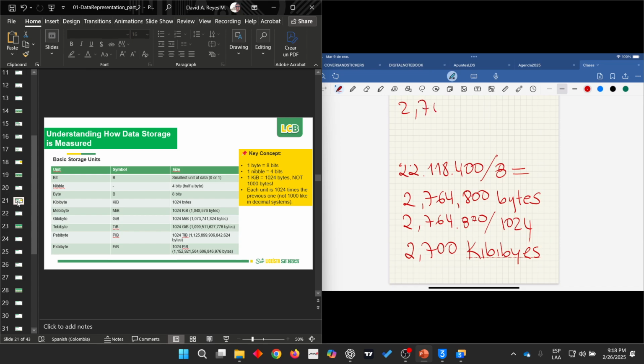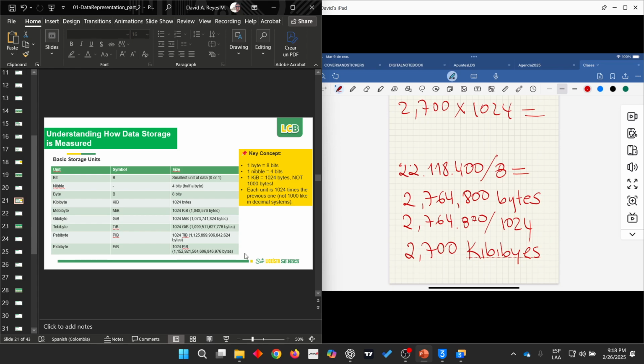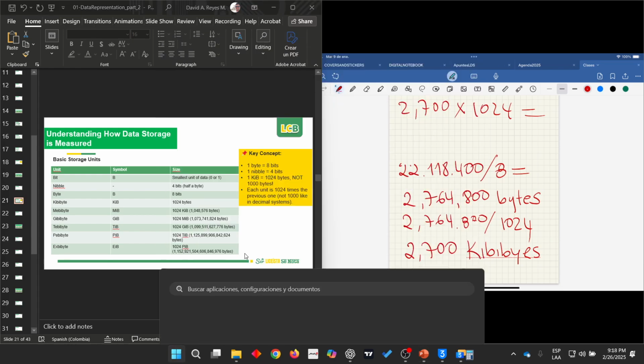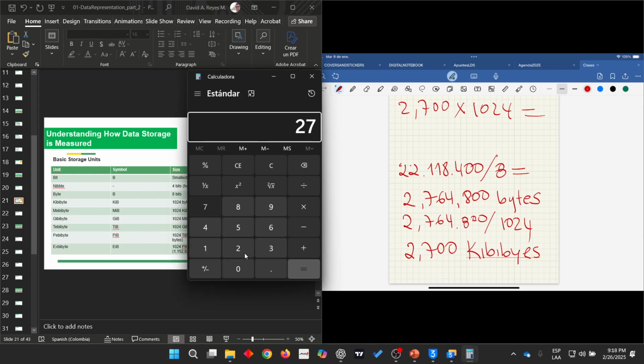So 2,700, I'm going to multiply it by 1,024. And for that result, I'm going to use the calculator once again. So I have 2,700, and I'm going to multiply it by 1,024. So that means that now we have 2,764,800 bytes.